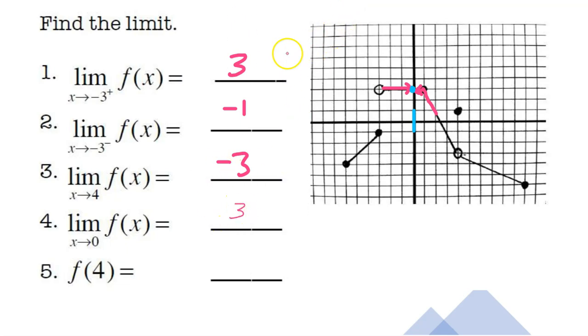Ooh, that's skinny. This last expression means the value of f at 4. So here is our input value of 4. And the value of f will be given by the closed circle, not the open circle. So f at 4 is 1.